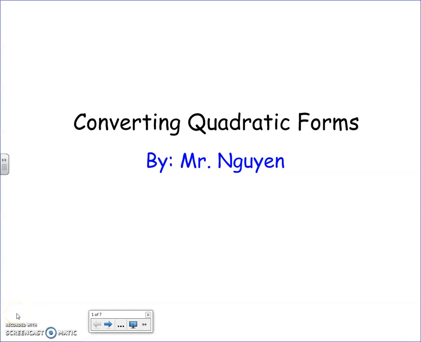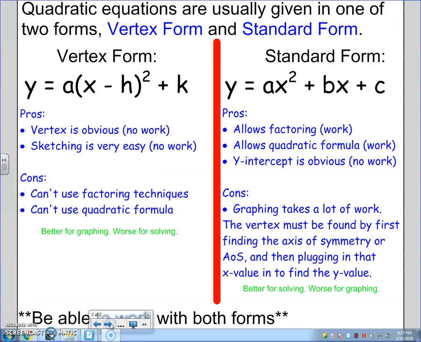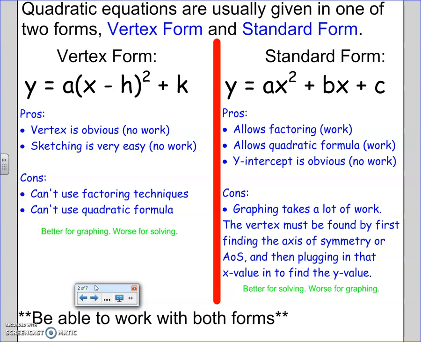Hello, this is Mr. Win, and this video is about converting quadratic forms. So, quadratic equations are usually given in one of two forms, either vertex form or standard form. They both have pros and cons.